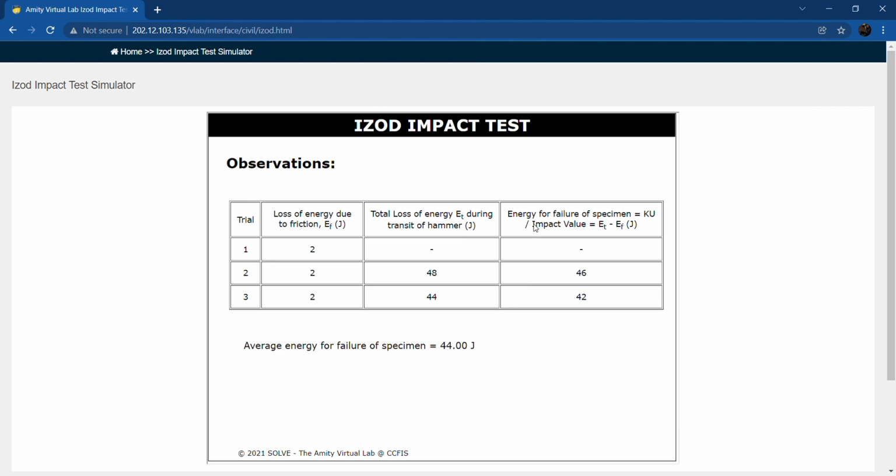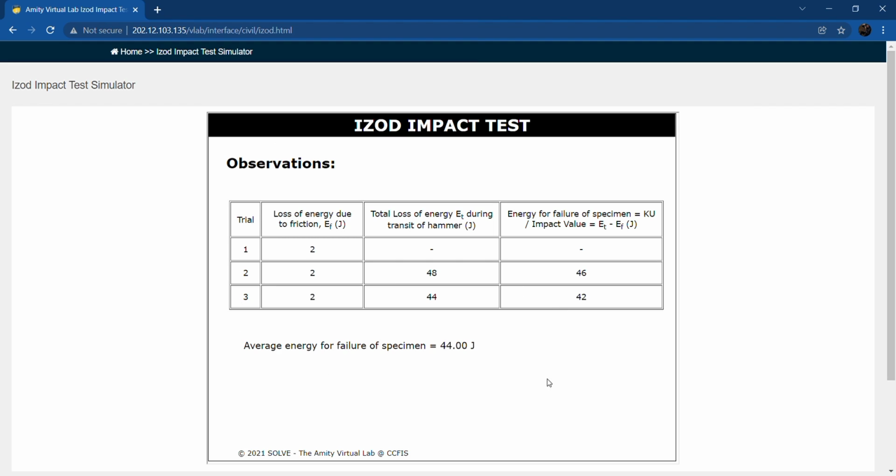This is the observation. Trial 1, loss of energy due to friction is 2. Total loss of energy during transit is indefinite. Energy failure of specimen KU is indefinite. Trial 2, loss of energy due to friction is 2. Loss of total energy during transit of hammer is 48. Energy failure of specimen is 46. Trial 3 is the same, 2, and the total loss of energy is 44, and the impact value of failure of specimen is 42.